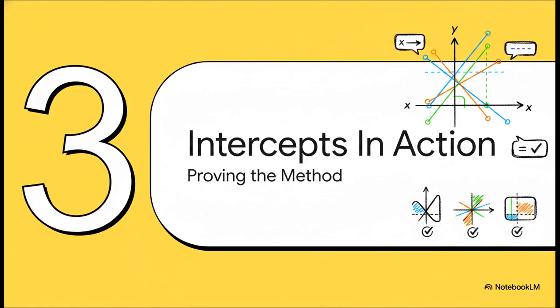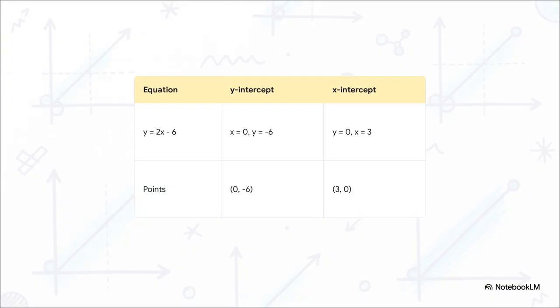I want you to follow along really closely here, because we're going to apply these exact steps to 3 real equations to see just how beautifully this works in action. Okay, let's look at example 1. The equation is y equals 2x minus 6. Let's just break this down slowly.